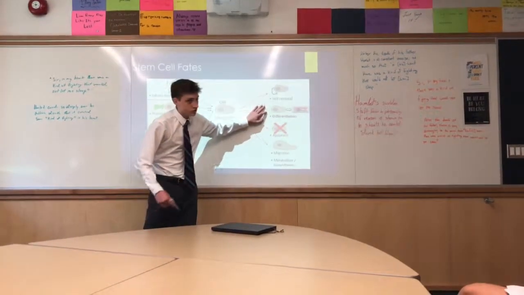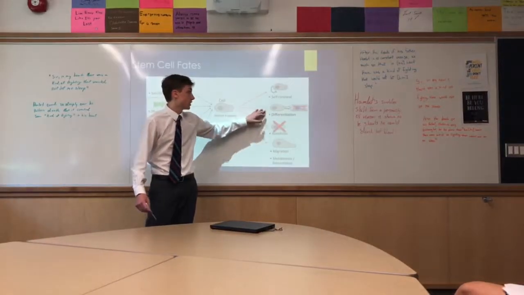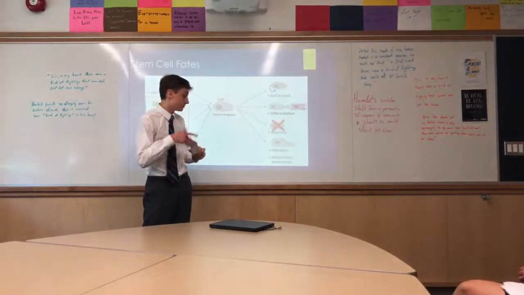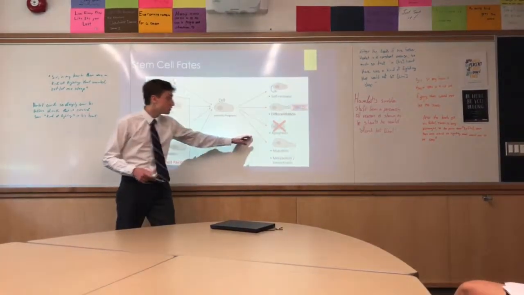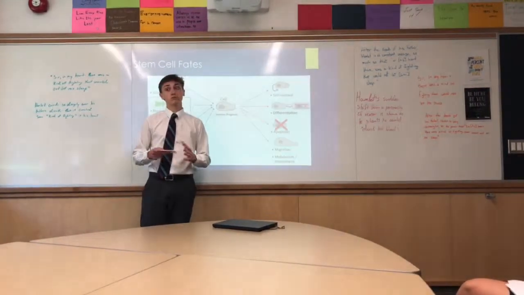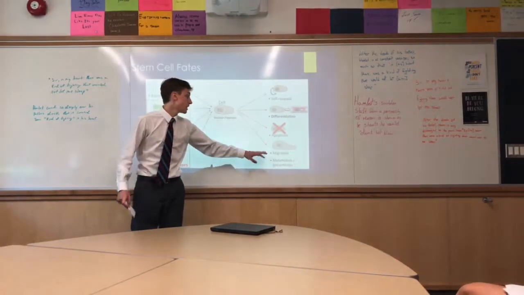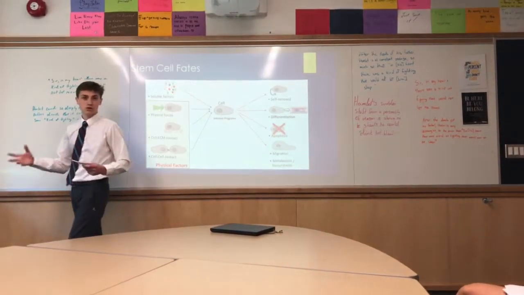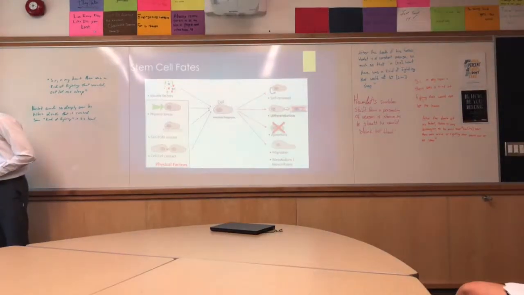First is self-renewal, which means it revives itself. Differentiation, when the cell becomes specialized. Apoptosis, which means the cell kills itself. Migration, when the cell starts to move, which I'll also be explaining later. And metabolism, which just becomes a more complex cell, which I won't be explaining.